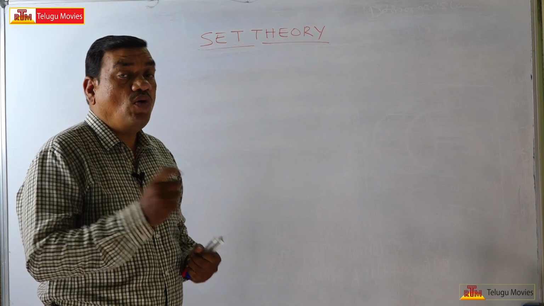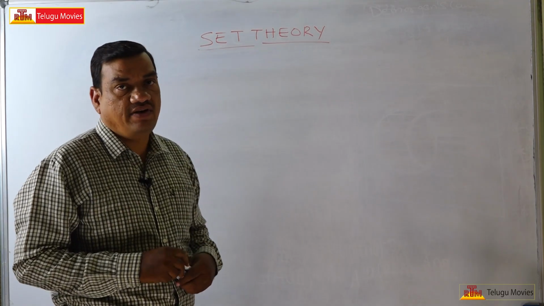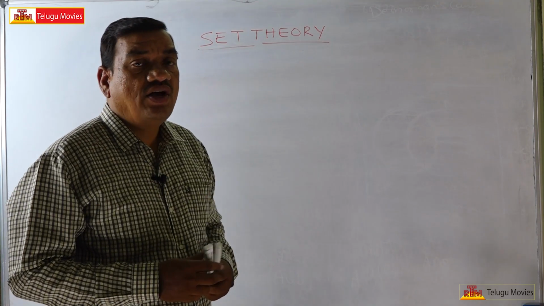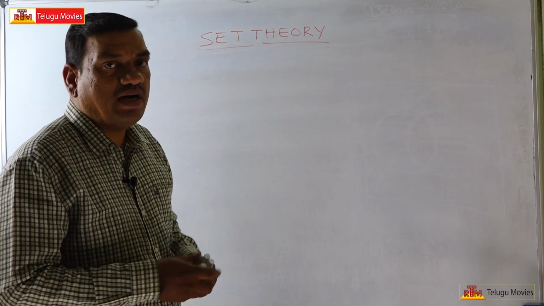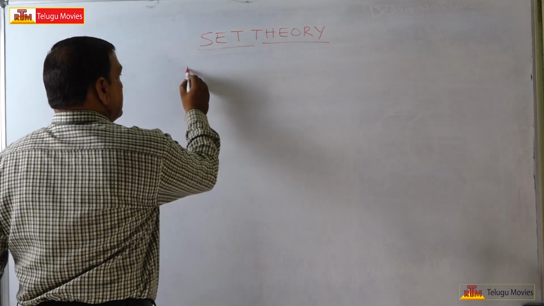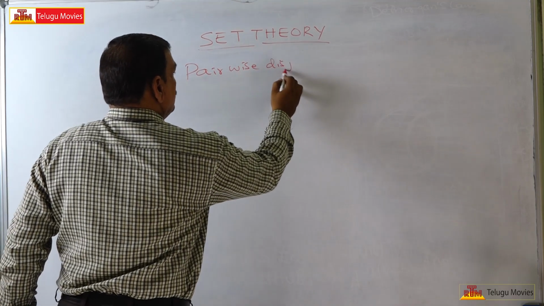Now let us see what happens when three sets are given. The first thing is all three sets are pairwise disjoint. What is meant by pairwise disjoint sets? Pairwise disjoint sets.